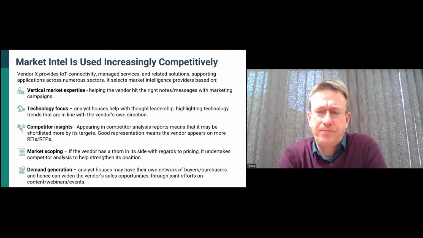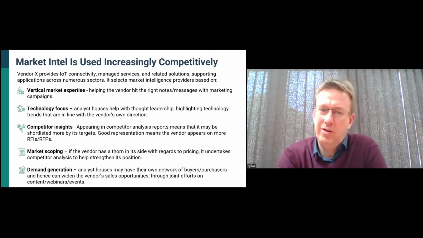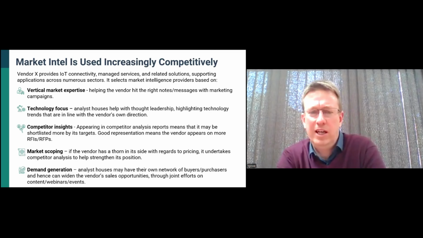I want to get this detail because a key thing for her was understanding the difference across sectors. With the Internet of Things, there are different usage cases for IoT within different sectors. A key thing for this vendor was getting the right notes and the right messaging in their marketing campaigns. So they were using the market intelligence that they gained from the analyst house to make sure they had the right language, and that the language was on point with what's happening now and what new technologies were coming out. That's a really key thing.